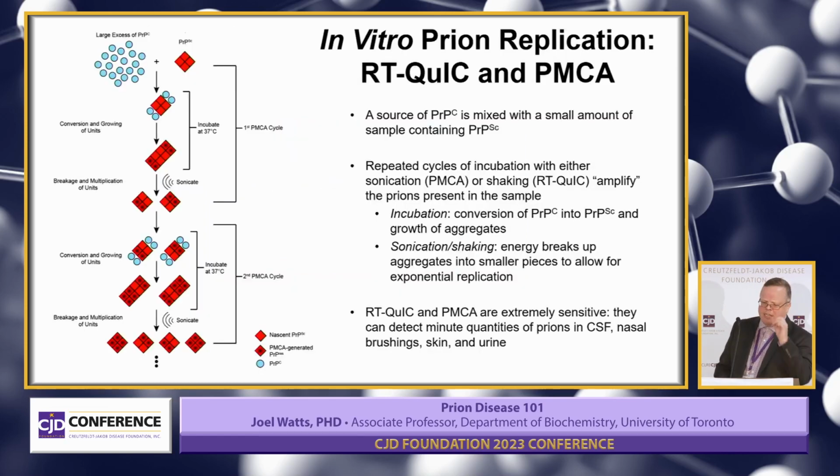Okay, so getting near the end now, I'll mention this quickly because Brian already talked about RT-QuIC. The two main ways of studying prion disease in a test tube are called RT-QuIC and PMCA. The reason this is beneficial is because animal experiments take months to years, cell experiments take weeks to months. This only takes hours to days, so this is much faster.